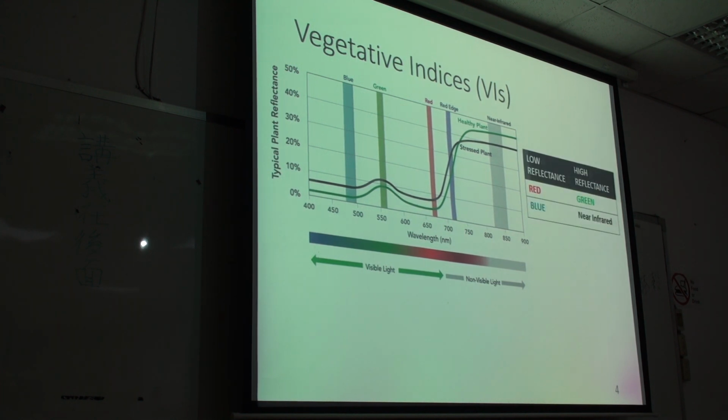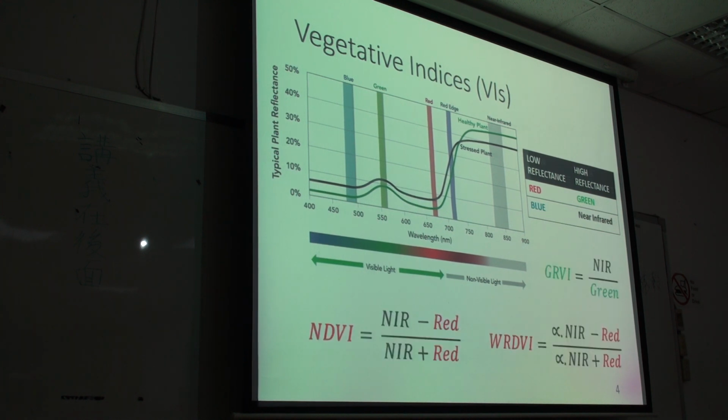From the physiological view, since red and blue light are used in photosynthesis, the reflectance of these two lights should be low. And green and near infrared are not used by the plant, so the reflectance of these two lights should be high. By the combination of these different wavebands, we can get different vegetative indices, like the green-based vegetative index and the red-based vegetative index.